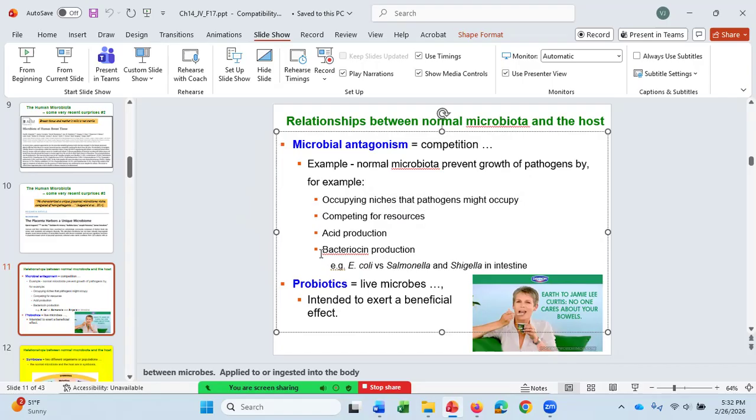And then lastly, the normal microbiota can produce bacteriocins, a protein that can prevent the growth of bacteria, especially pathogens. For example, E. coli can produce a bacteriocin, which will then inhibit the growth of Salmonella and Shigella. You can think of bacteriocins as a very narrow-acting antibiotic. It's much more narrow than any antibiotic because E. coli bacteriocin can only inhibit Salmonella and Shigella.